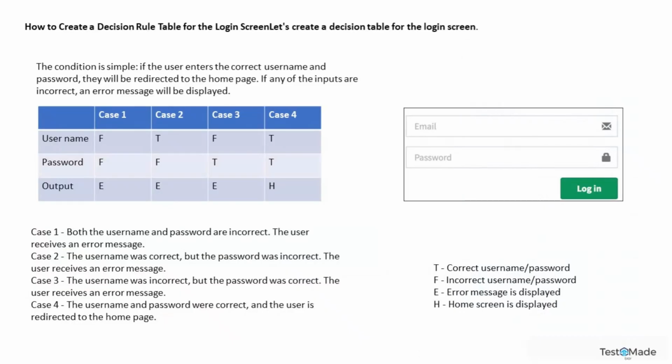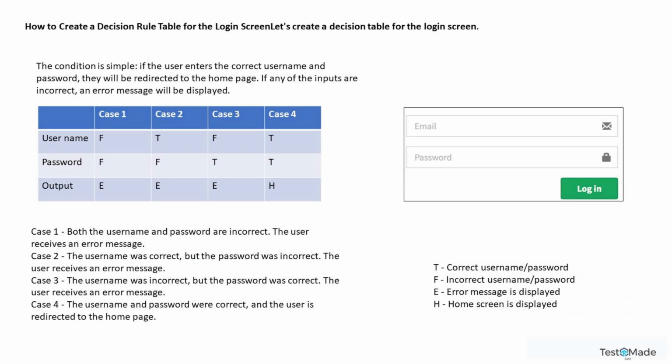How to create a decision rule table for the login screen. Let's create a decision table for the login screen. The condition is simple. If the user enters the correct username and password, they will be redirected to the home page. If any of the inputs are incorrect, an error message will be displayed.